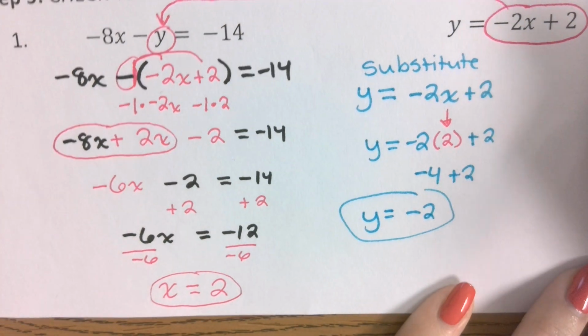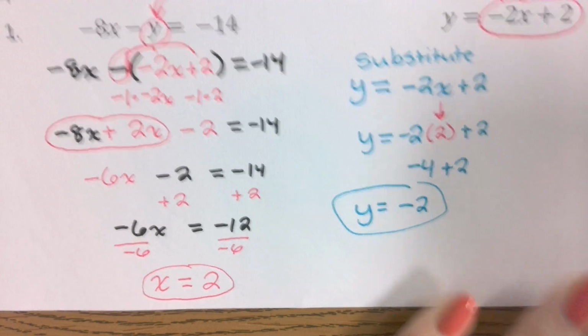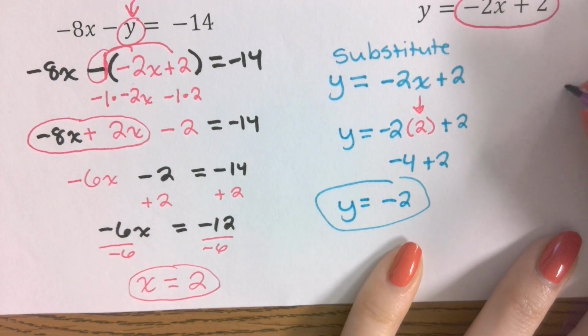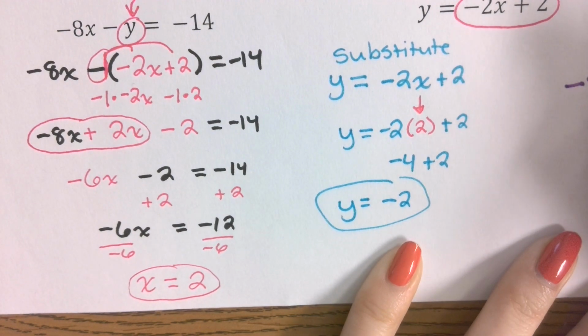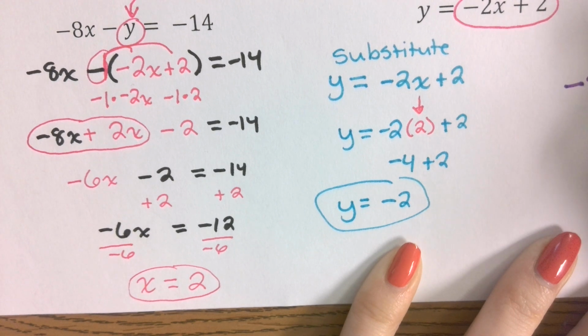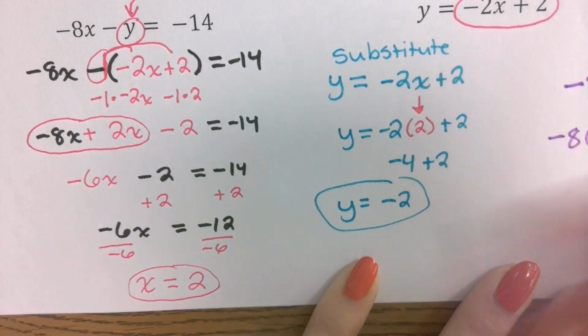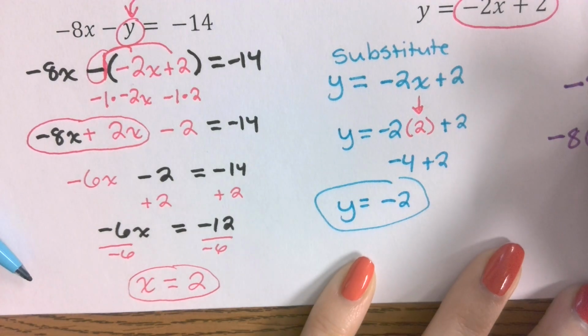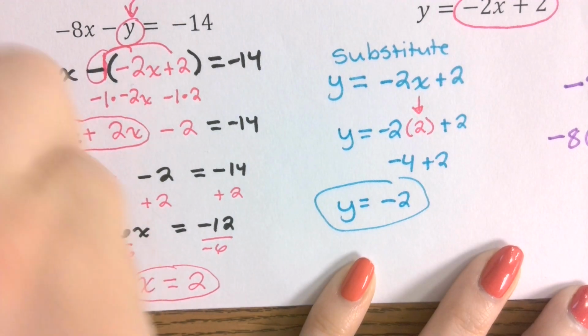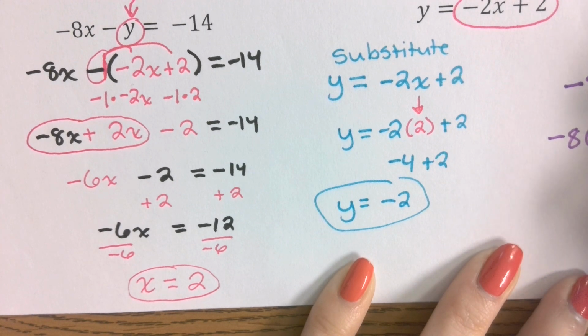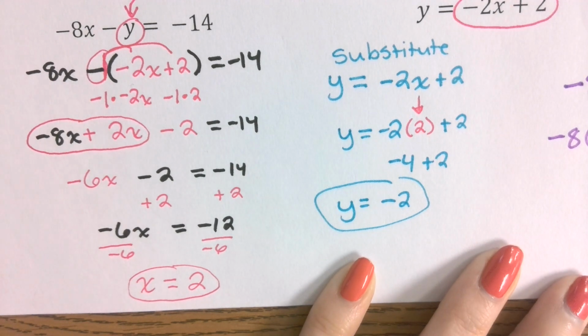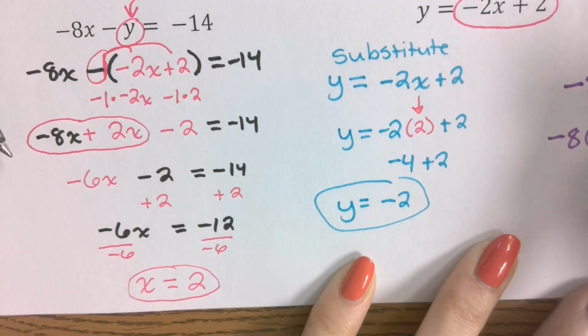And then the last thing to do is to check it. We're going to use the other equation. Negative 8x minus y is equal to negative 14. So I'm going to do negative 8 times my x value, which is a positive 2, minus my y value, which was a negative 2.